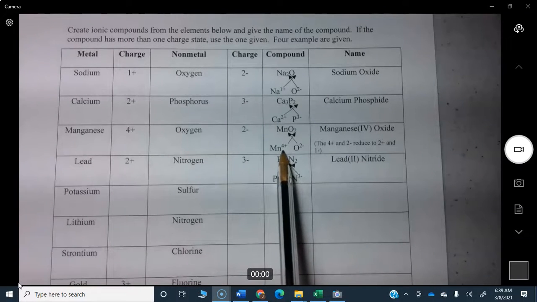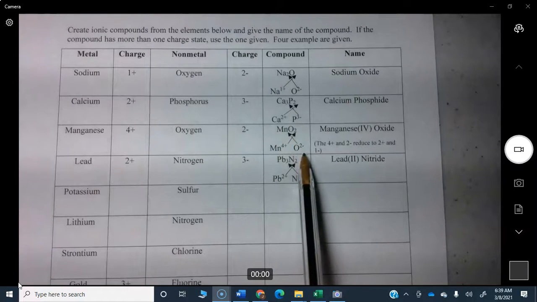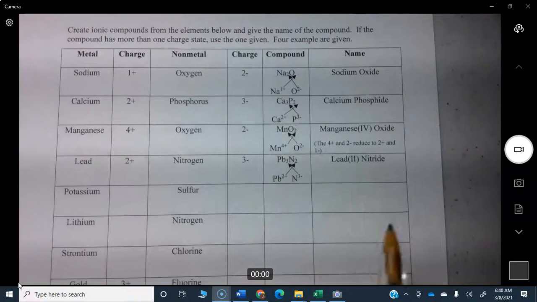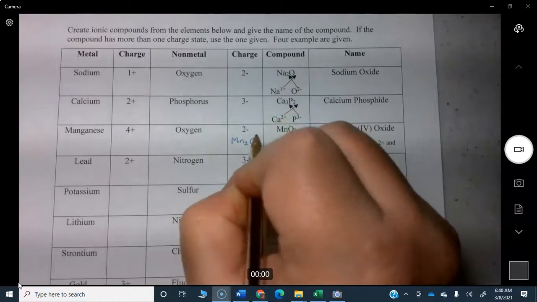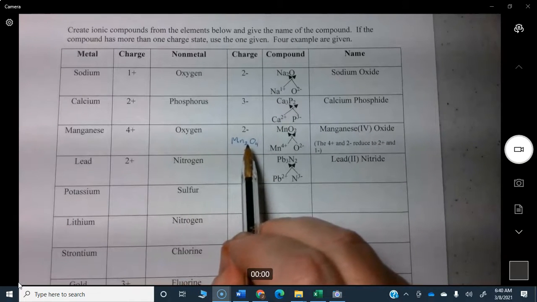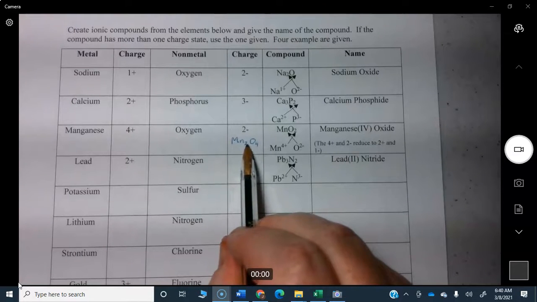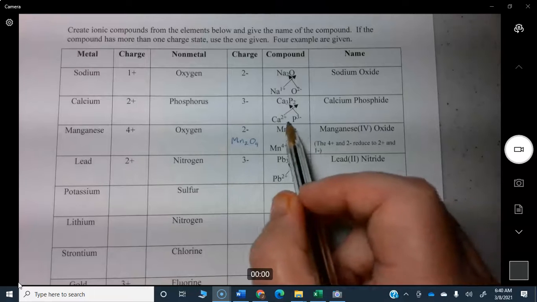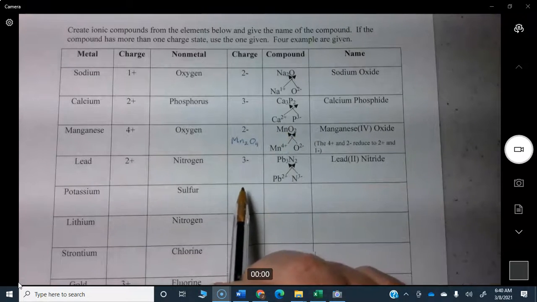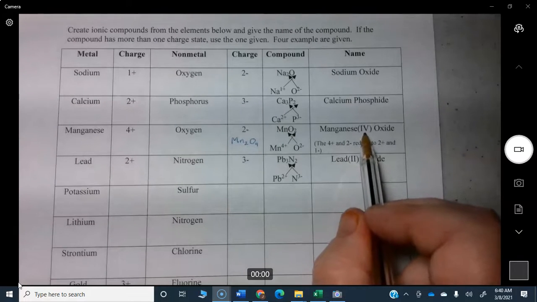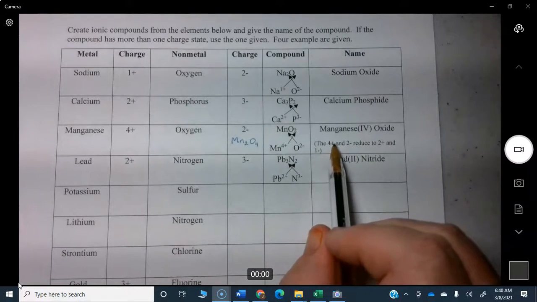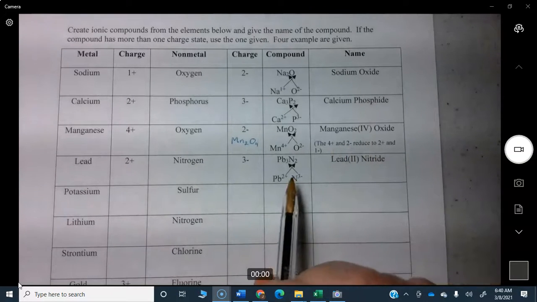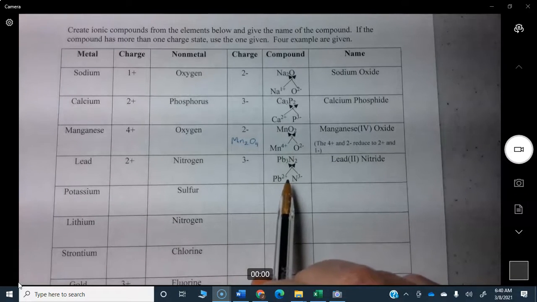Okay, so manganese is a 4 plus, oxygen's a 2 minus, so you cross the arrows, and you end up with Mn2O4. I'm going to write it over here, Mn2O4. But when you can reduce it, just like reducing a fraction, they have a 2 and a 4 in common, so you can divide this by 2 and get 1, divide this by 2 and get 2. Your final answer will be MnO2. So it's Mn1O2. Okay? And that's manganese(IV) oxide. You have to state which one if it has more than one possible charge. Again, the 4 plus and the 2 minus reduced to 2 plus and 1 minus. Okay, so there you go.